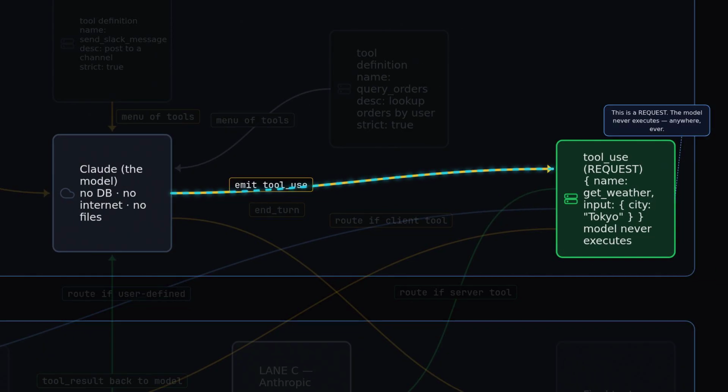Claude emits a tool use block. It looks like a filled-in form. Name: get_weather, input: city Tokyo. This is a request. The model never executes, anywhere, ever. It is waiting.